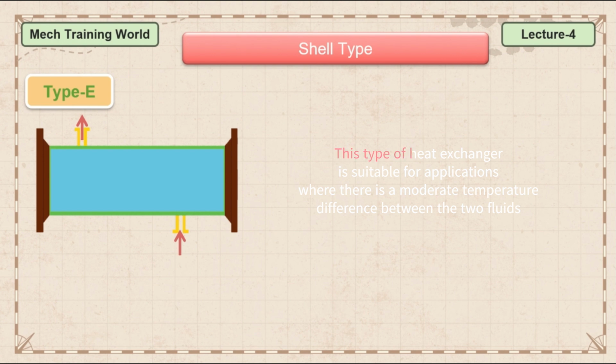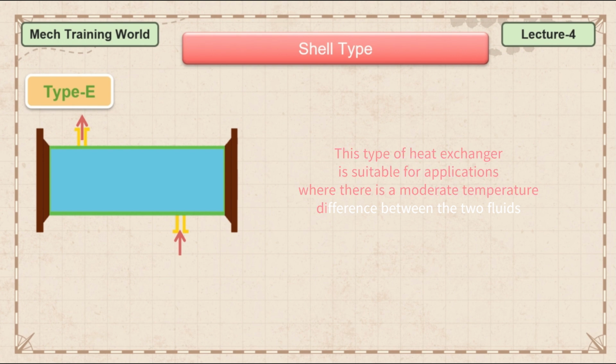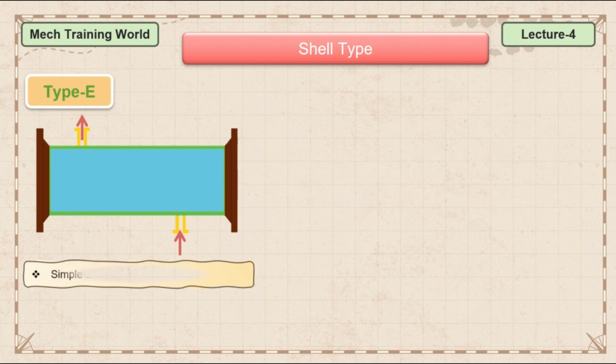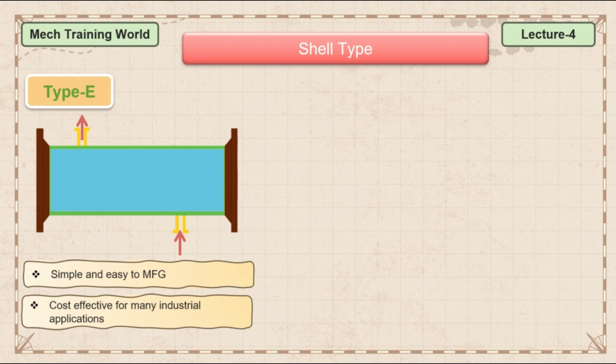This type of heat exchanger is suitable for applications where there is a moderate temperature difference between two fluids, guys. The advantage of type E is that it is very simple and easy to manufacture. So that's why it is cost effective for many industrial applications as well. So that's about type E, and next one, type F.